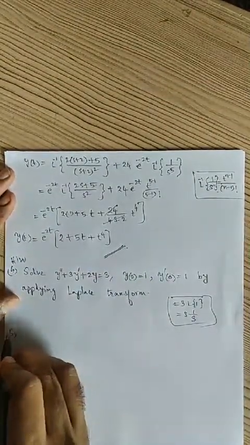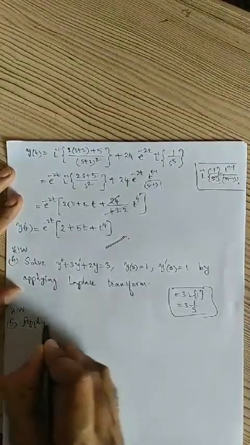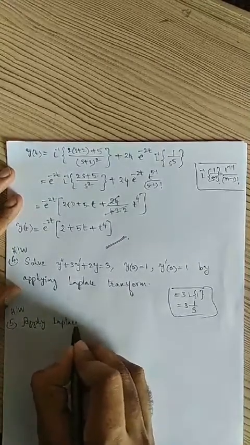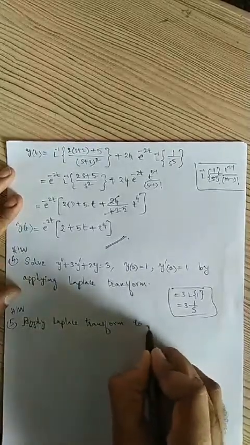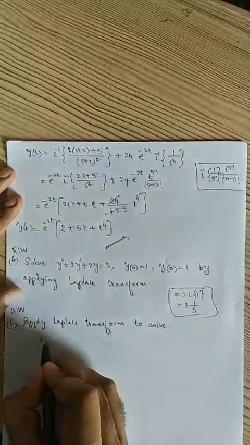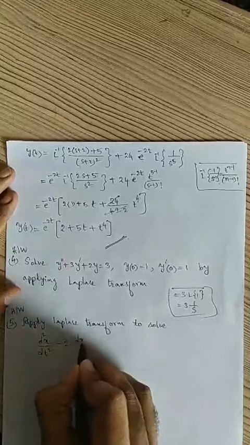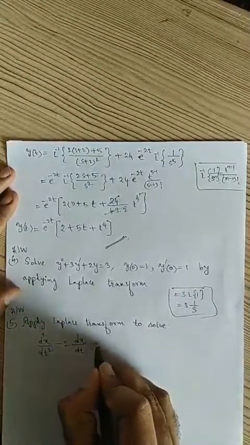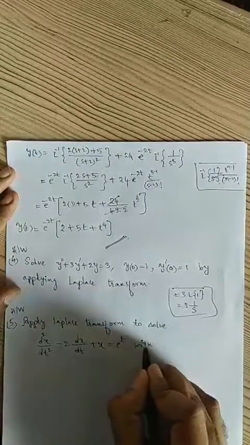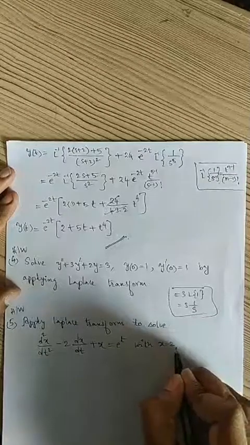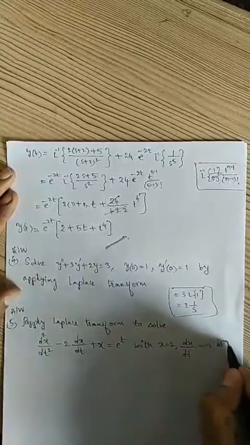Then the next, fifth problem, you take as homework. Apply Laplace transform to solve d square x by dt square minus 2 into dx by dt plus x equals e power t, with x equals 2 and dx by dt equals minus 1 at t equals 0.